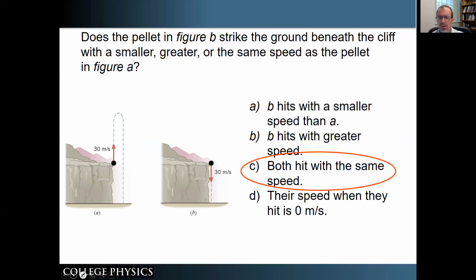The last thing I want to address here is choice D. It says that the speed of the pellets when they strike the ground is 0 meters per second. That is never the right answer on these problems. Yes, after it strikes the ground, it's just laying there and not moving anymore, but that's really not interesting at all. When we ask what speed an object is moving when it hits the ground, we want to know what the speed is right at the moment of impact, not after impact. So don't make that mistake when you're going through and doing problems yourself. All right, that is it for this one.